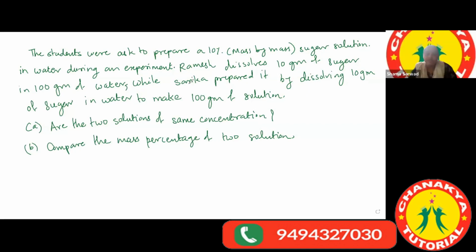Do not forget the formula. What is the formula for the mass by mass percentage? Mass of solute upon mass of solution multiplied by 100. Because you're calculating percentage over here. Do not forget that. Because of that only, your answer became wrong. Isn't it?